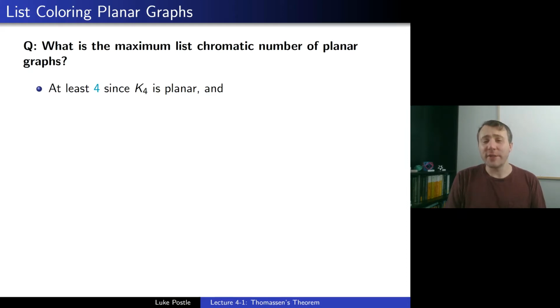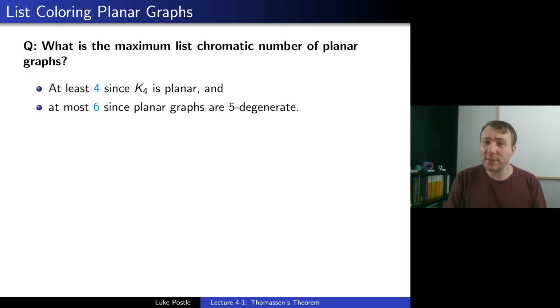What about a trivial upper bound? Well, it's at most 6, since planar graphs are 5-degenerate. So you can greedily list color planar graphs. If you're given a list assignment, you just greedily color, deleting vertices of degree at most 5 to get an ordering, and then greedily coloring in the reverse of that ordering. So that's at most 6.